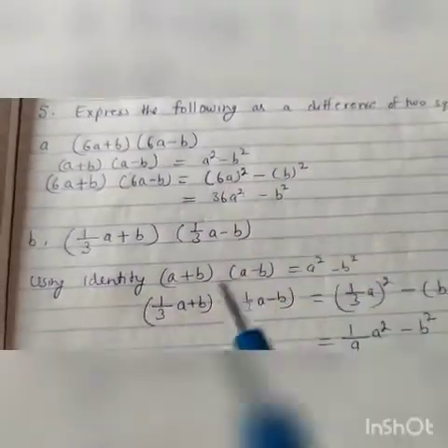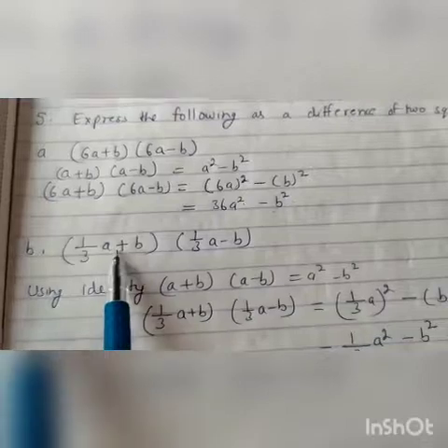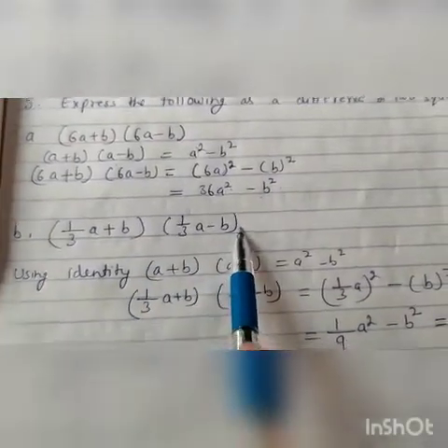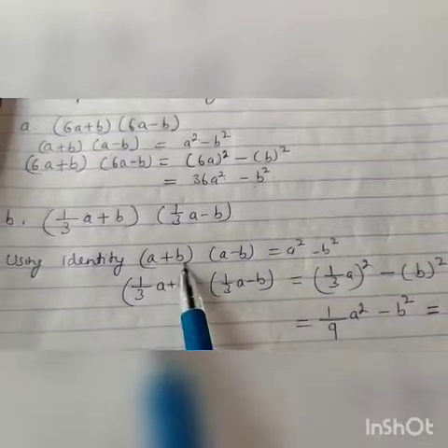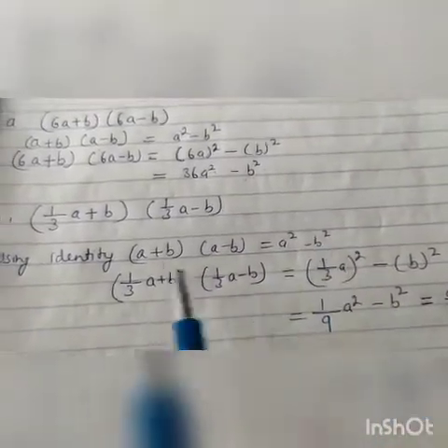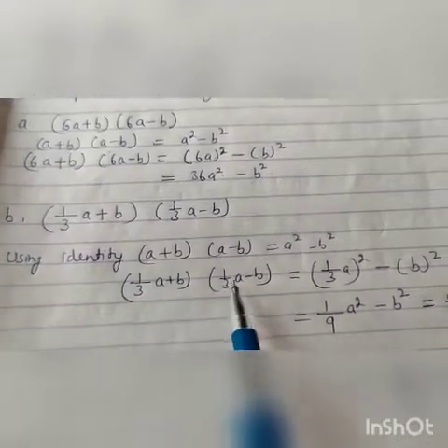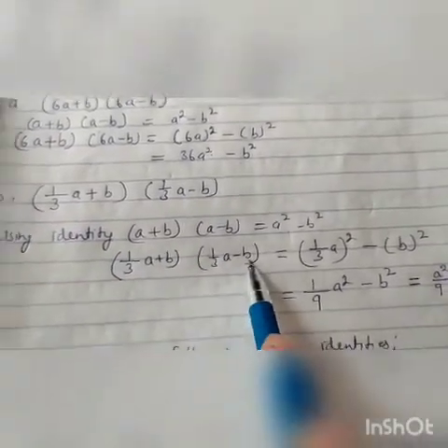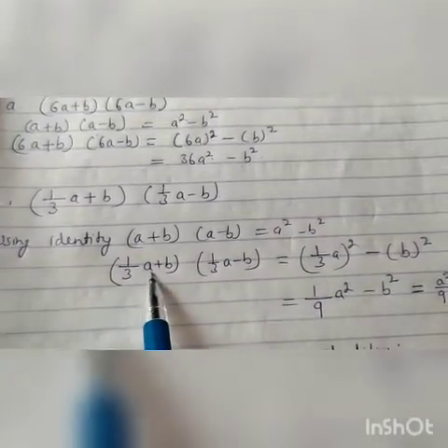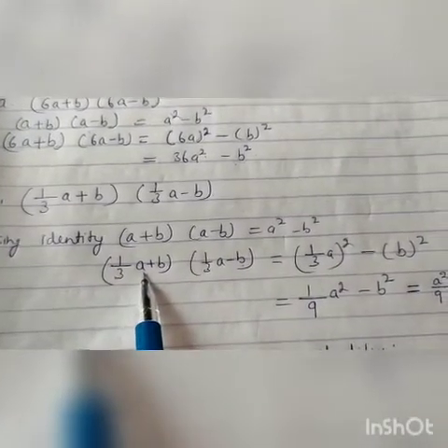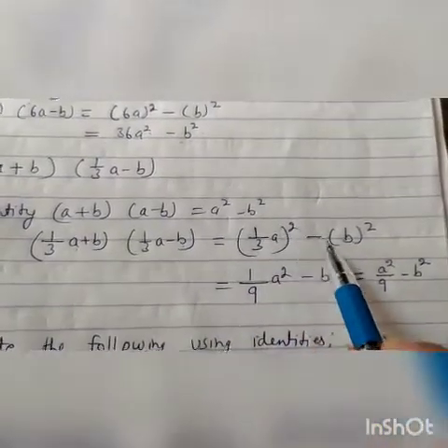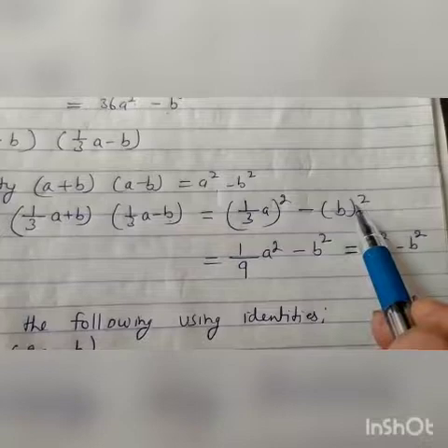Clear? See next example. 1 upon 3a plus b multiplied by 1 upon 3a minus b. We will use the same identity. (a plus b)(a minus b) is equal to a square minus b square. So (1 upon 3a plus b)(1 upon 3a minus b) is equal to... What is the first term here? First term is 1 upon 3a, and what is the second term? Second term is b. So (1 upon 3a) whole square minus b whole square.